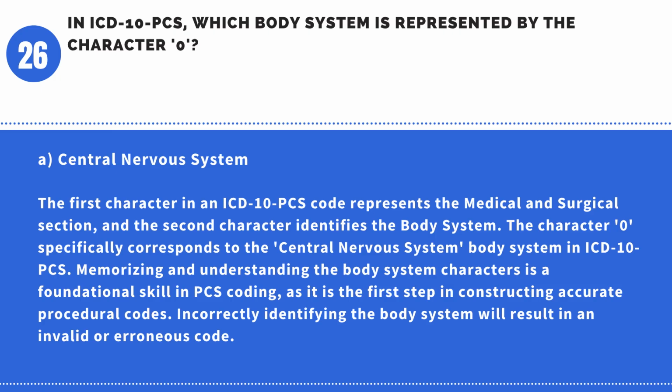Answer. A. Central nervous system. Explanation. The first character in an ICD-10-PCS code represents the medical and surgical section, and the second character identifies the body system. The character 0 specifically corresponds to the central nervous system body system in ICD-10-PCS. Memorizing and understanding the body system characters is a foundational skill in PCS coding, as it is the first step in constructing accurate procedural codes. Incorrectly identifying the body system will result in an invalid or erroneous code.